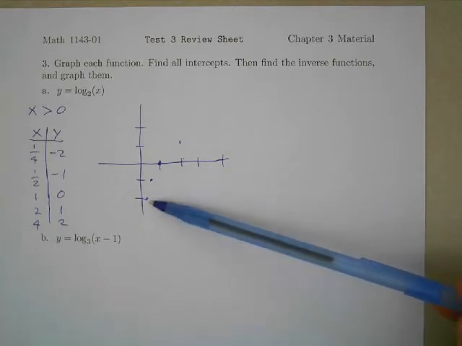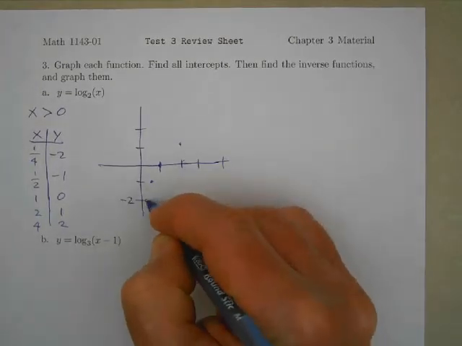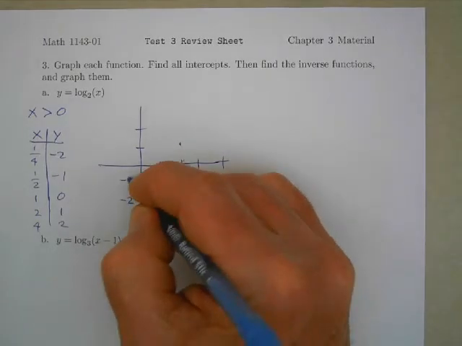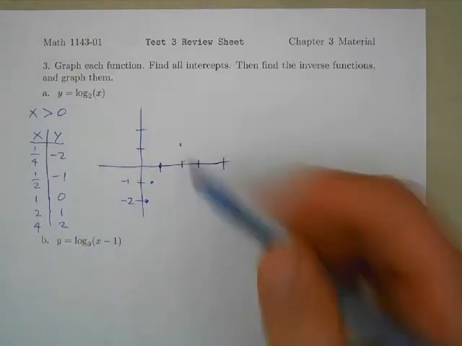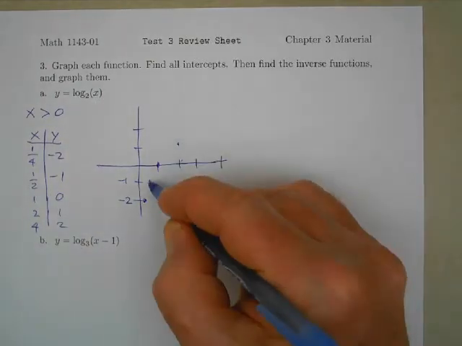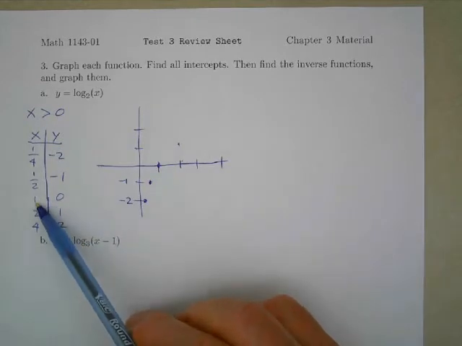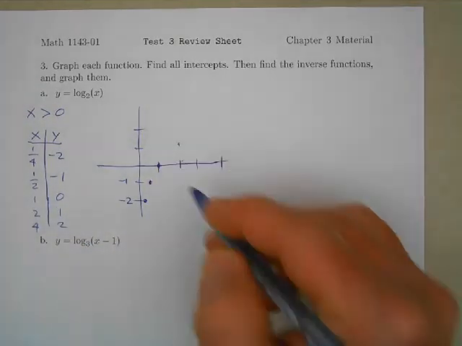So when x is 1/4, the base 2 logarithm of 1/4 is -2. So we get this point on the graph, 1/4, -2. When x is 1/2, the base 2 logarithm of 1/2 is -1, so we get this point. When x is 1, the base 2 logarithm of 1 is 0, so we get this point.